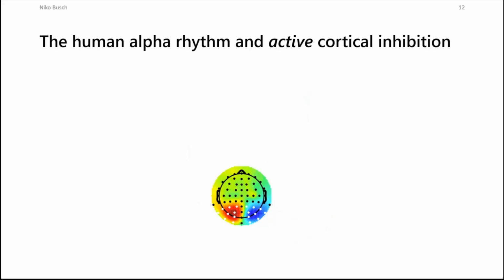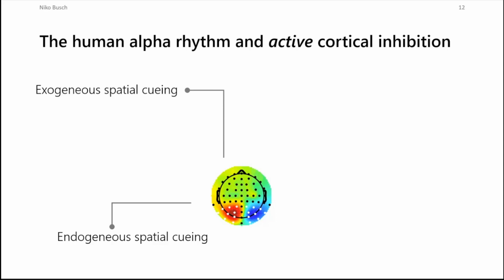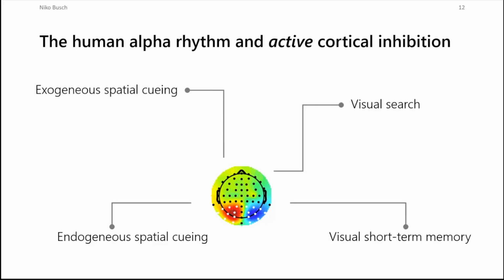And effects that are, I would say, consistent with this idea have been observed in a large number of different domains and paradigms. Of course, they are found with endogenous spatial cueing, when you tell subjects to look over here. Now this will be very important. But also using exogenous cueing with cues that attract automatic attention, in visual search studies, short-term memory studies, and many, many other studies. So it is certainly a very robust phenomenon.